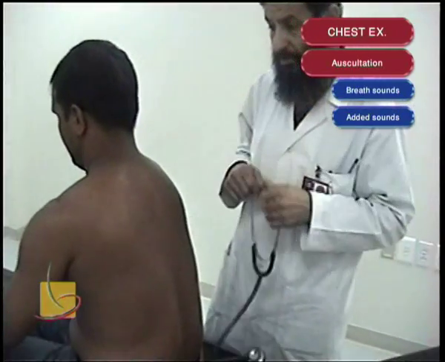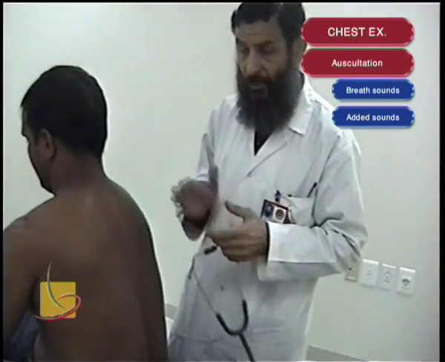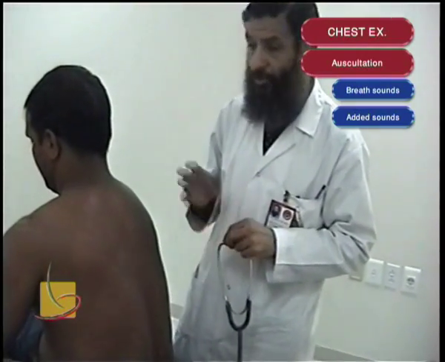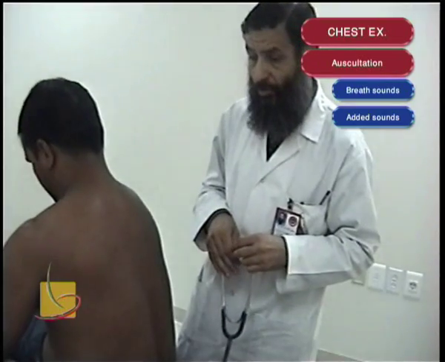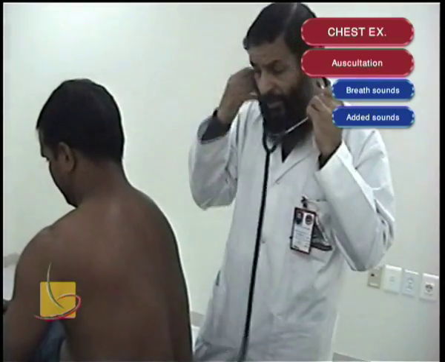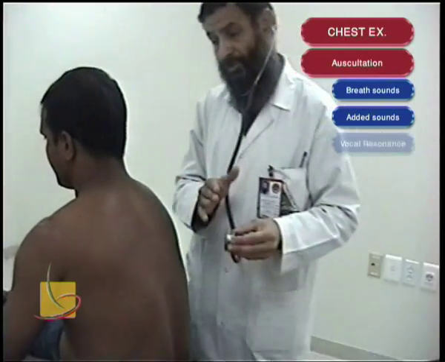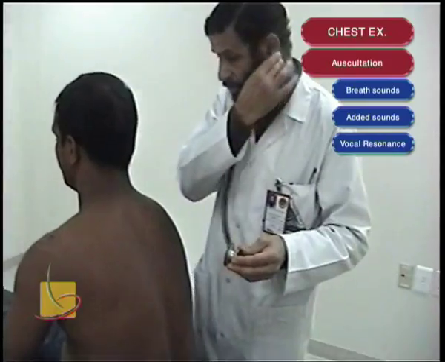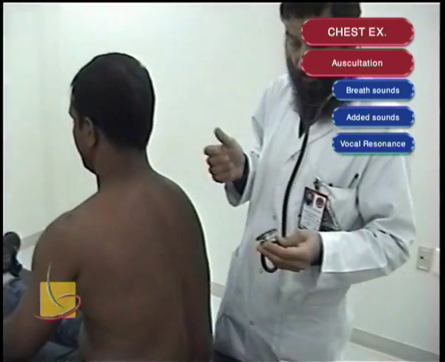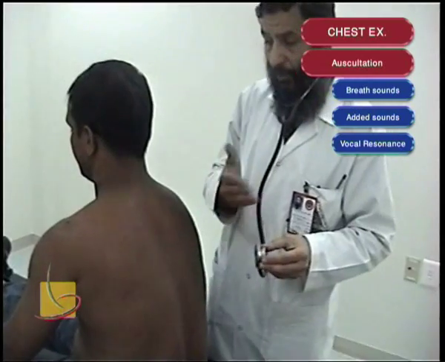Rhonchi indicate bronchial narrowing or bronchial spasm, like what's seen in patients with acute attacks of bronchial asthma or people with obstructive airway disease. And finally, by auscultation, you listen for the vocal resonance. Ask the patient again to say 99 if he cannot speak Arabic. If he can speak Arabic, you ask him to say Arba or Arbay.